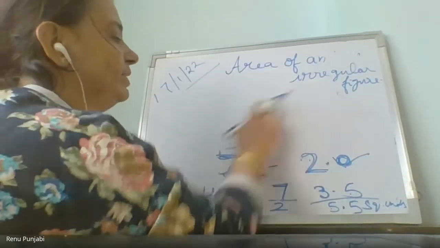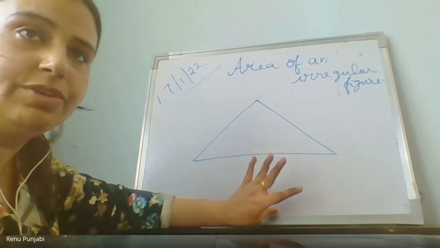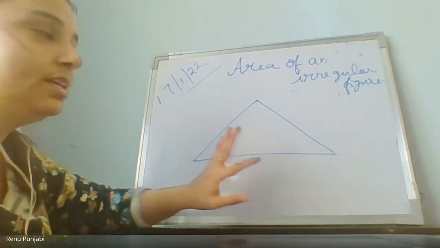Ma'am, but I didn't understand how to find that. I will explain you more with examples. Ma'am, I want to ask something. Ma'am, if instead of 2, it was 3, we have to add it also with the same answer. See, I am coming to the next question also. Then we will do more practice questions, and you will clear your doubt.